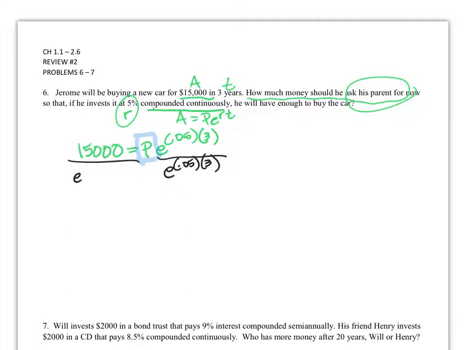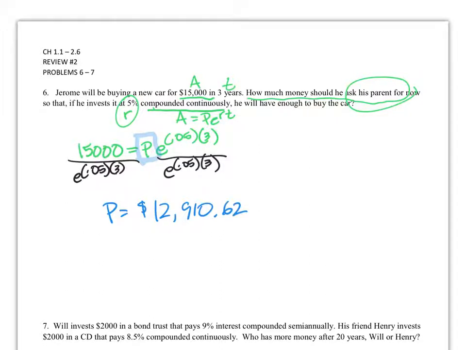So the best thing to do is, instead of converting that e^(0.05 times 3) to an actual number and rounding, we want to do the rounding at the very end. So what does this give us? When we enter that all into our calculator, we get $12,910.62.